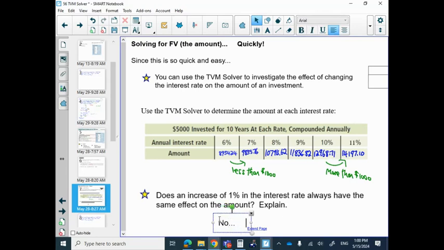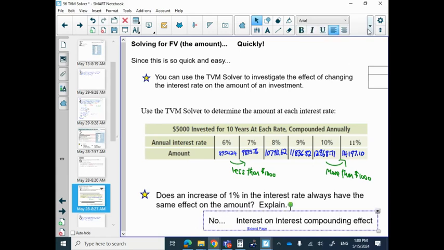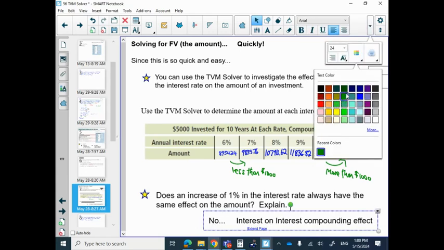I hope it's obvious to you that it's because you have this interest on interest thing going on, right? The compounding effect. We haven't talked about it for a bit, so it's just basically a little review of that for you.